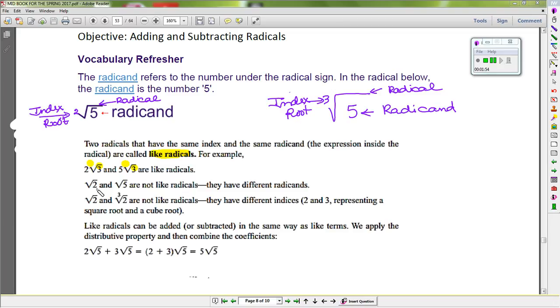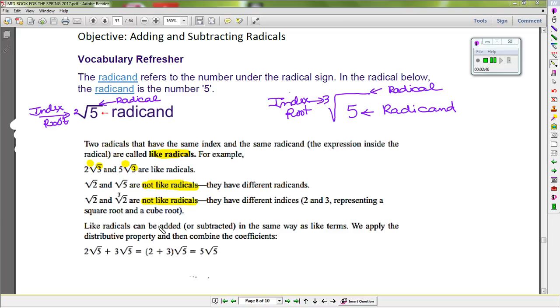So let's look at the next two numbers, square root of 2 and square root of 5. These are not like radicals because they have different radicands, the 2 and the 5. Now look at the next two right here, the square root of 2 and the cube root of 2. These are not like radicals because they have the same radicand, which is 2, but they have different indexes. I'm sorry, this index is 3 and this is the invisible 2, so they are not the same index.